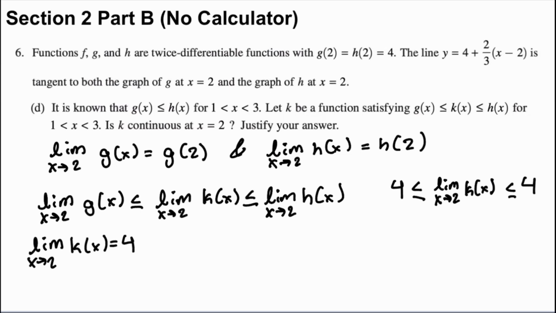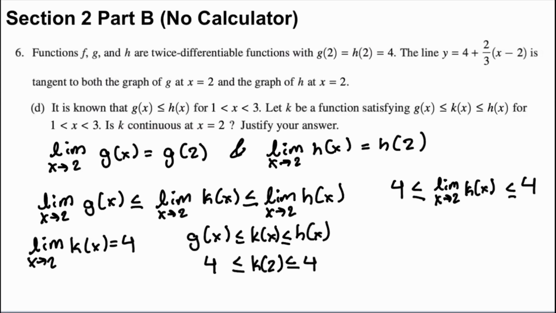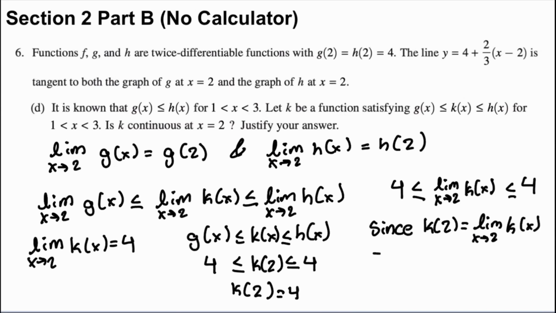Now we can go back to this original inequality statement. I'm going to write it out again. And we know that g of x, or rather g of 2, is equal to 4. We're going to let x equal 2, so k of 2. And h of x is also equal to 4, which means that k of 2 has to be equal to 4 for this statement to be true. And so since k of 2 is equal to the limit as x approaches 2 of k of x, and they're all equal to 4, k is continuous.